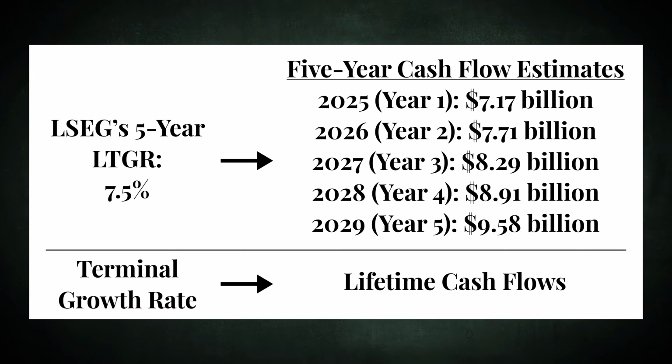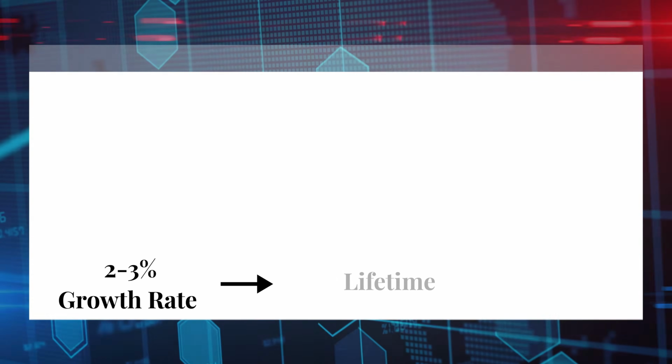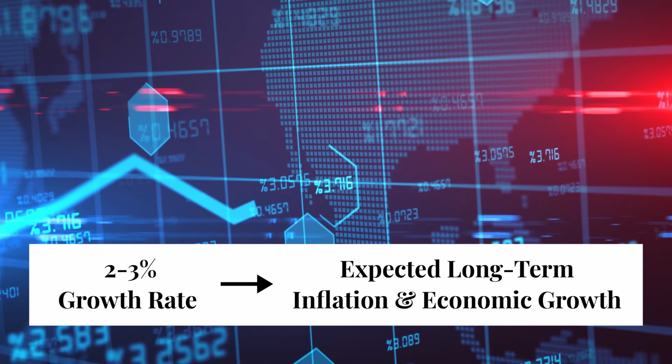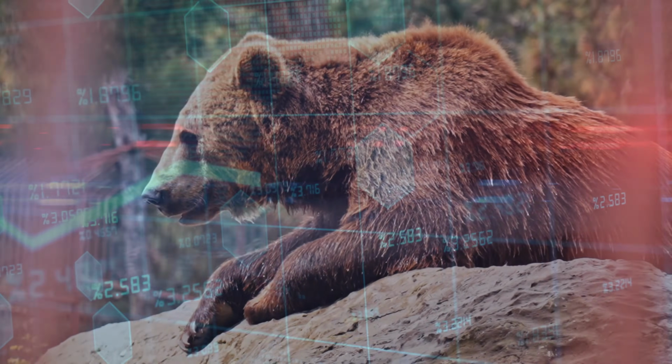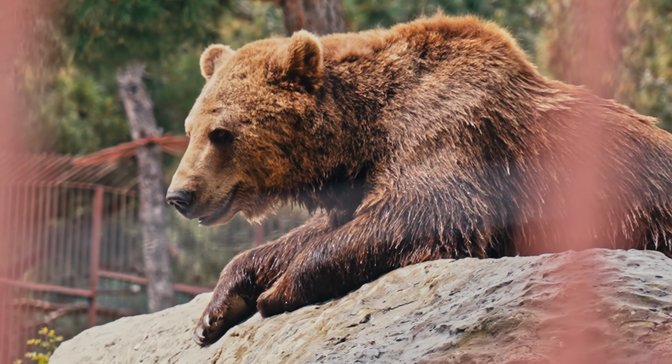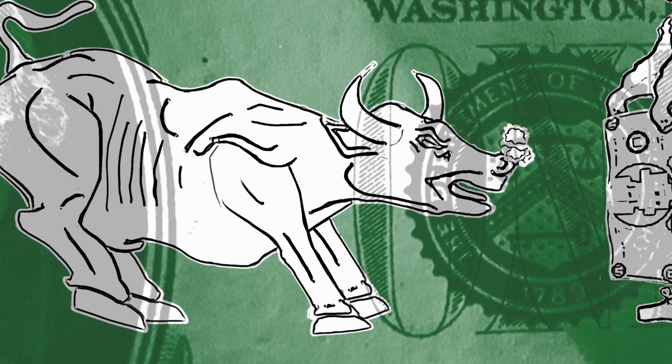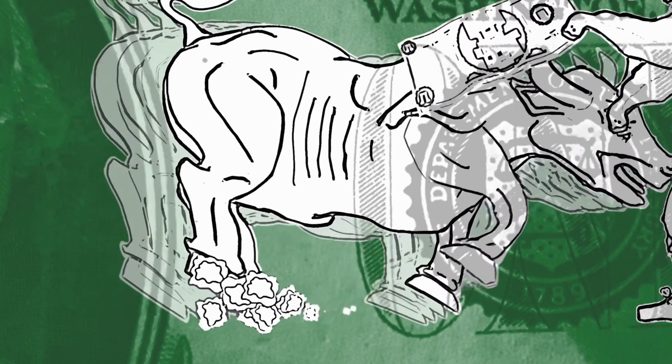So how do we choose the right terminal growth rate? Well, since this rate reflects how a mature company will grow forever after year 5, it should be conservative, usually somewhere between 2 to 3%, because that's roughly in line with expected long-term inflation and economic growth. And in general, the more bearish I am about a company in the long term, the lower my growth rate. And likewise, the more bullish I am about a company in the long term, the higher my growth rate.